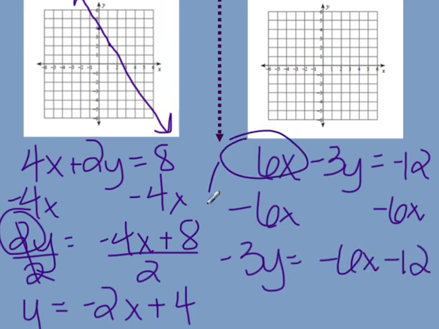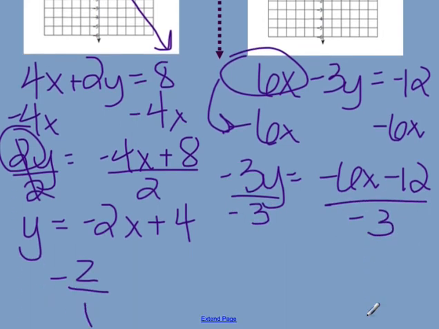Again, this is a positive 6x, so that's why I had to subtract off the 6x. Then that -3 is being multiplied by the y. So to get it over to the other side, I need to divide both sides by -3.